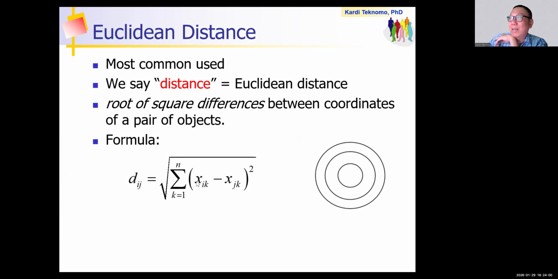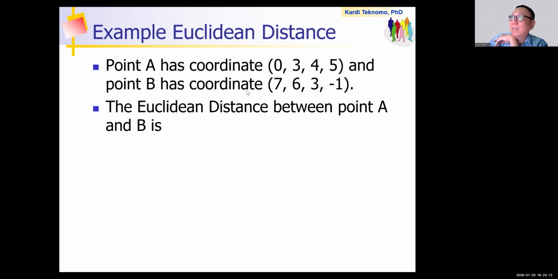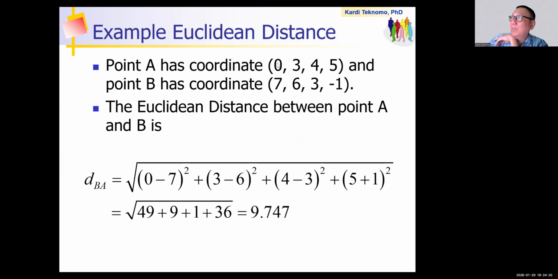You just measure the coordinates, then you subtract, square them, sum, and then take the square root. For example, these are the numbers. To calculate the Euclidean distance, for each coordinate: 0 minus 7 squared, 3 minus 6 squared, 4 minus 3 squared, 5 minus 1 squared, then you take the square root. Then you get 9. So this is one of the distances. But remember, Euclidean distance is for quantitative data, either interval or ratio.